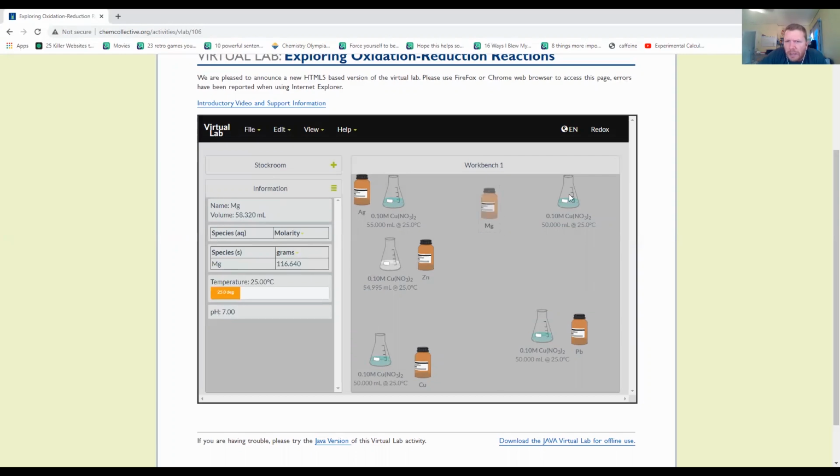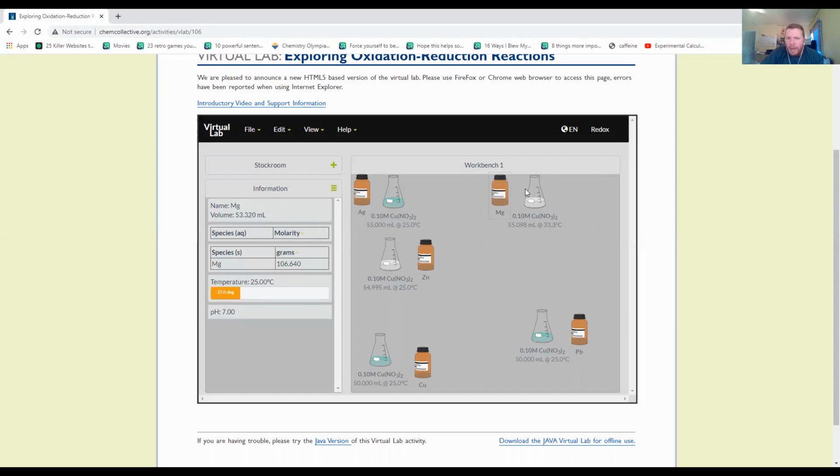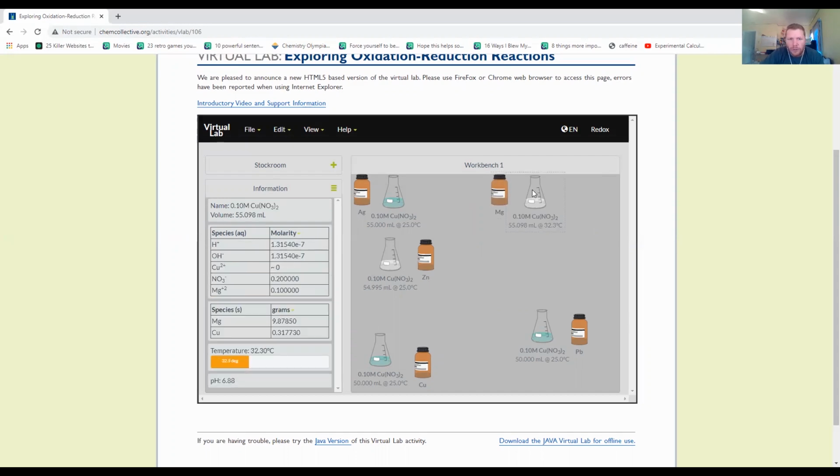Now I'm going to add magnesium to this copper nitrate solution. Again, 10 grams. Oh, nearly 38 degrees. And it's going to go down. It's going down slowly but surely. But my magnesium reacted with this copper solution and it shot way up. So my temperature difference there is basically an indicator of reactivity. So magnesium reacts more violently, I guess you could say, based on temperature alone, than the zinc does.